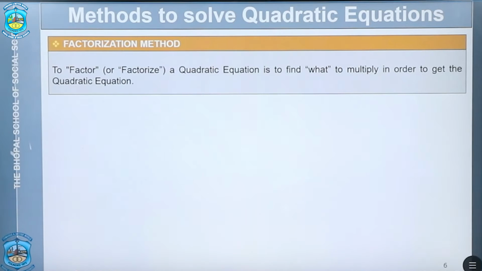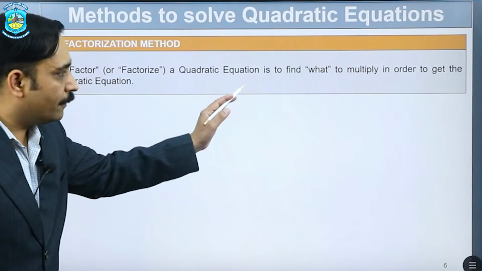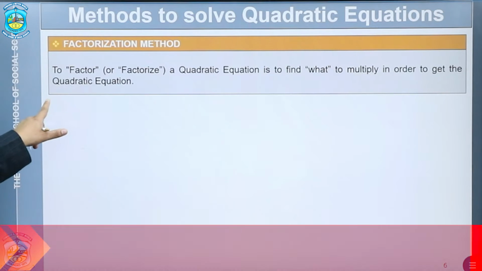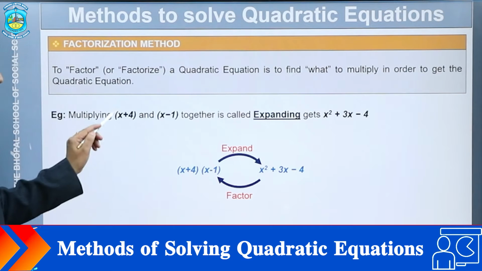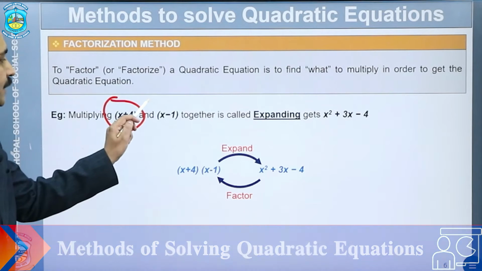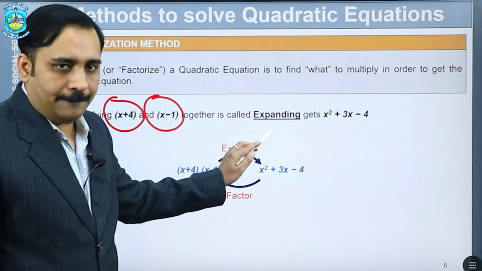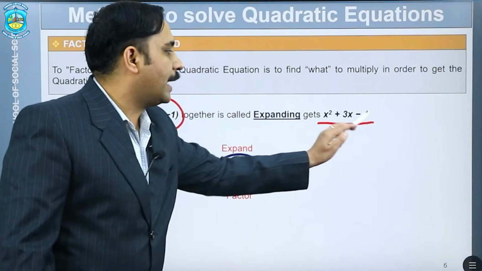Now we begin with the first important method of algebraic type. This is the factorization method. To factor or factorize a quadratic equation is to find out what to multiply in order to get the quadratic equation. Let us understand this concept further. Suppose we are multiplying two factors. First is x plus 4, the second is x minus 1, together. This is called expanding. And on expansion of these two by multiplication, we get this quadratic equation.